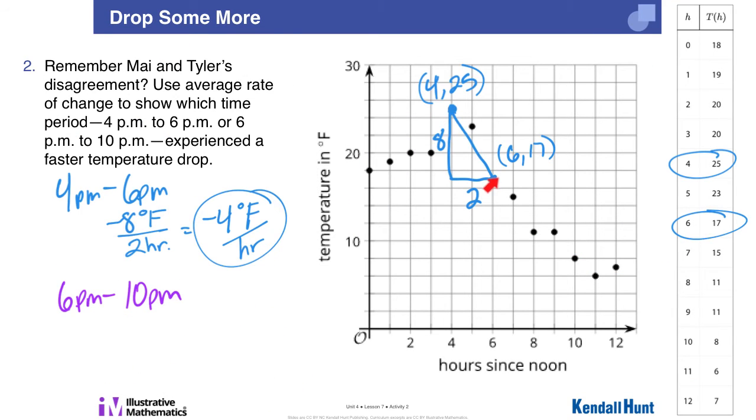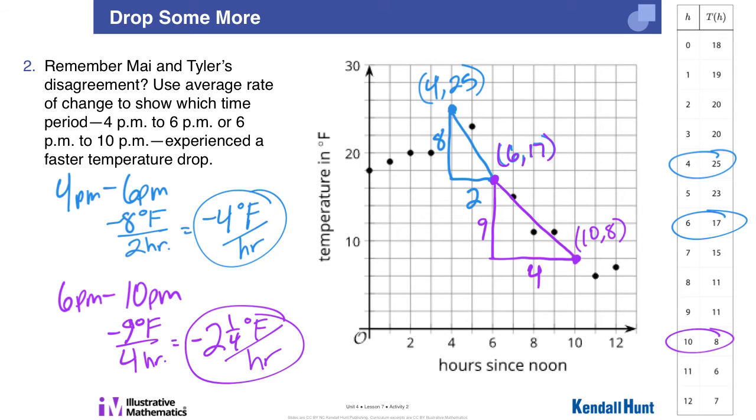From 4 to 6 p.m., I labeled those coordinate points. I took those from the table to help us out. And then I'm looking for the slope between those 2 points. It went down 8 degrees from 25 to 17, during those 2 hours. So rise over run right here, and I simplify that to negative 4 degrees Fahrenheit per hour.